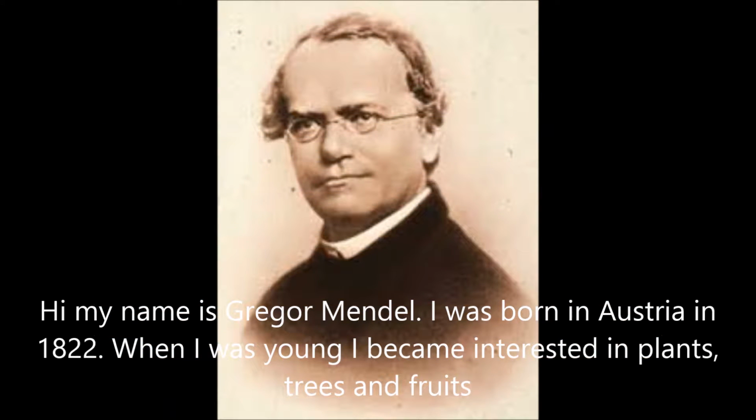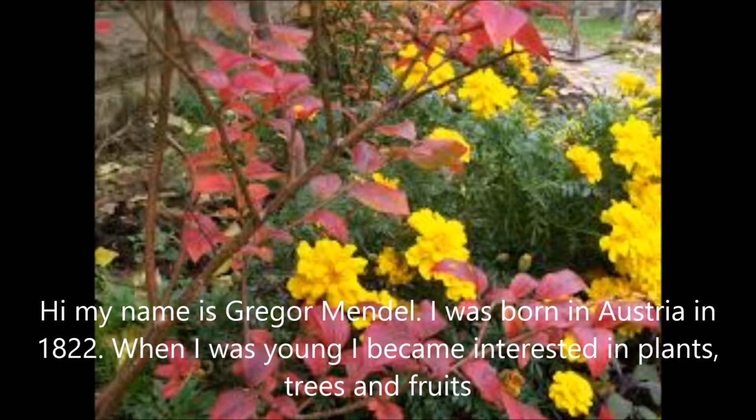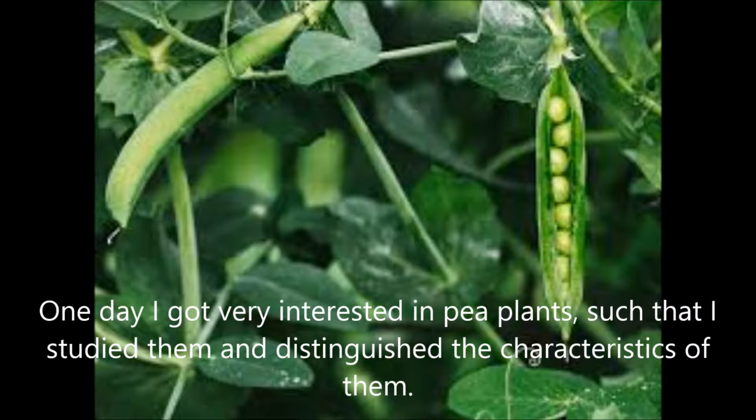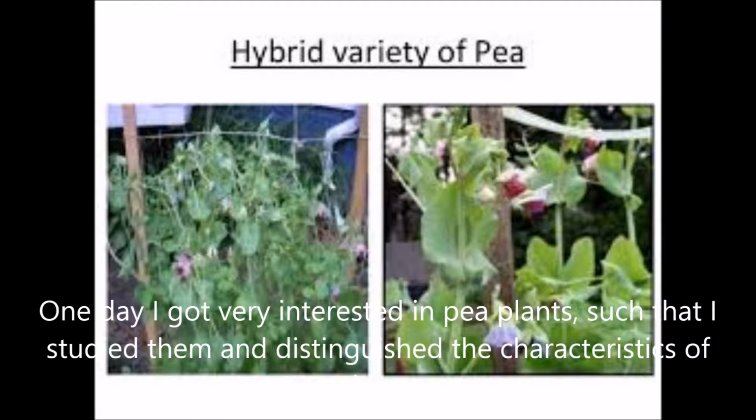Hi, my name is Gregor Mendel. I was born in Austria in 1822. When I was young, I became interested in plants, trees, and fruit. One day, I got very interested in pea plants, such that I studied them and distinguished their characteristics.